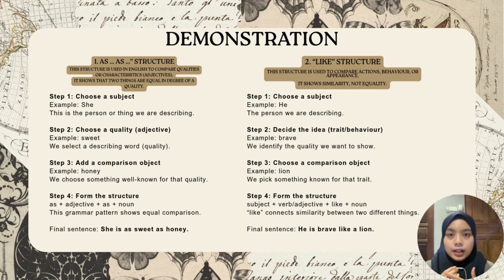And then step 3, we choose a comparison object again. It could be anything. It should be a noun. So for example, here we choose lion. And step 4, we form the full sentence. So the complete sentence here is, he is brave like a lion. This method will help students to understand how similes are built, not just what they look like.